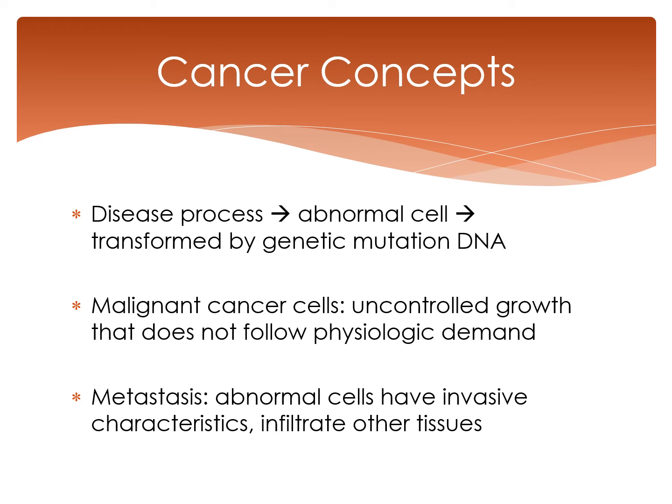The cancerous disease process is when normal cells are converted to abnormal cells by a genetic mutation in the DNA. Metastasis is when these abnormal cells invade other tissues at a quick rate. We have a visual of that on the next slide here.